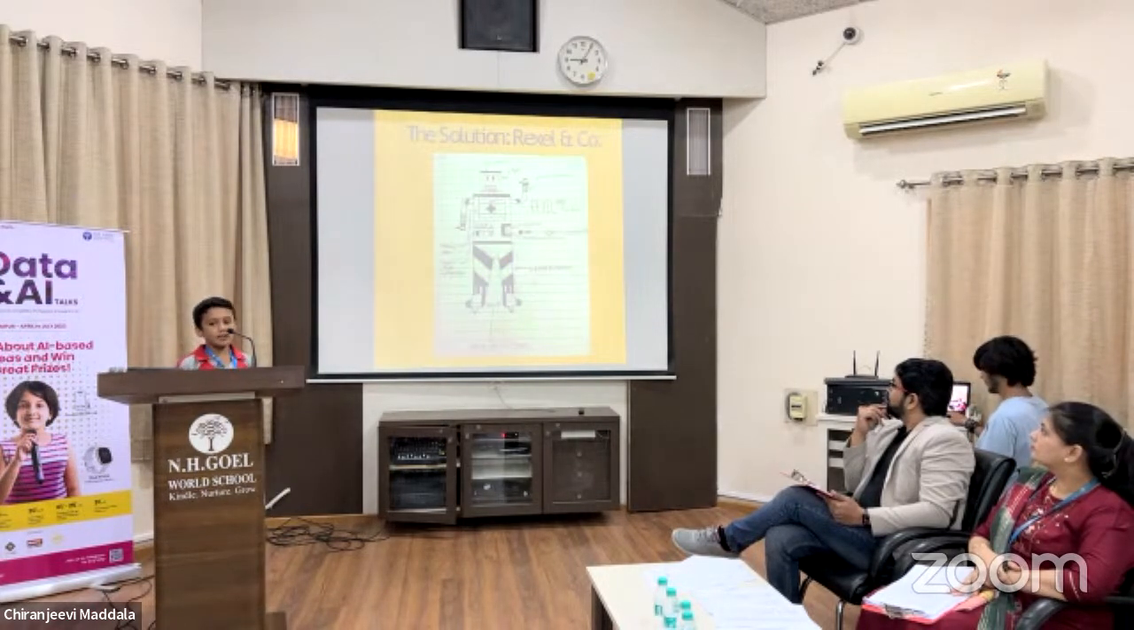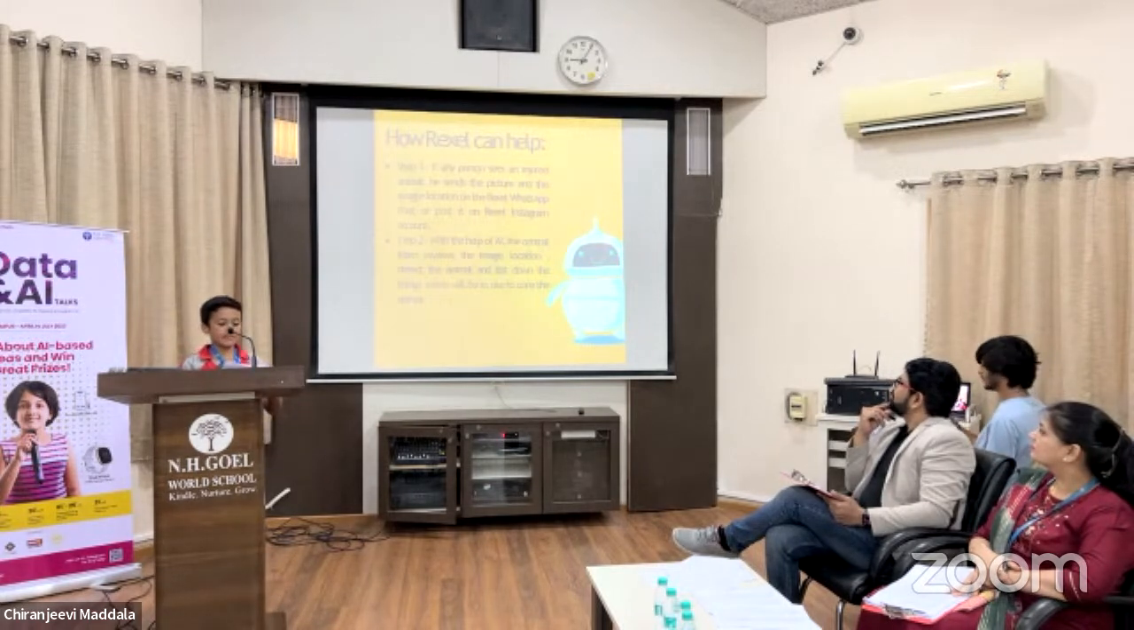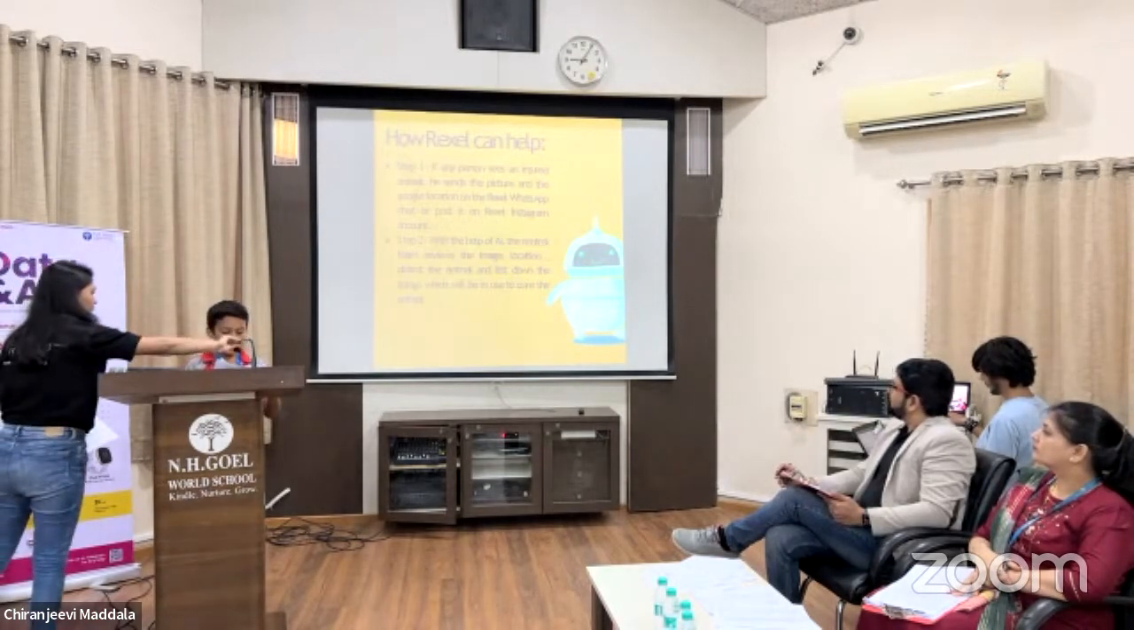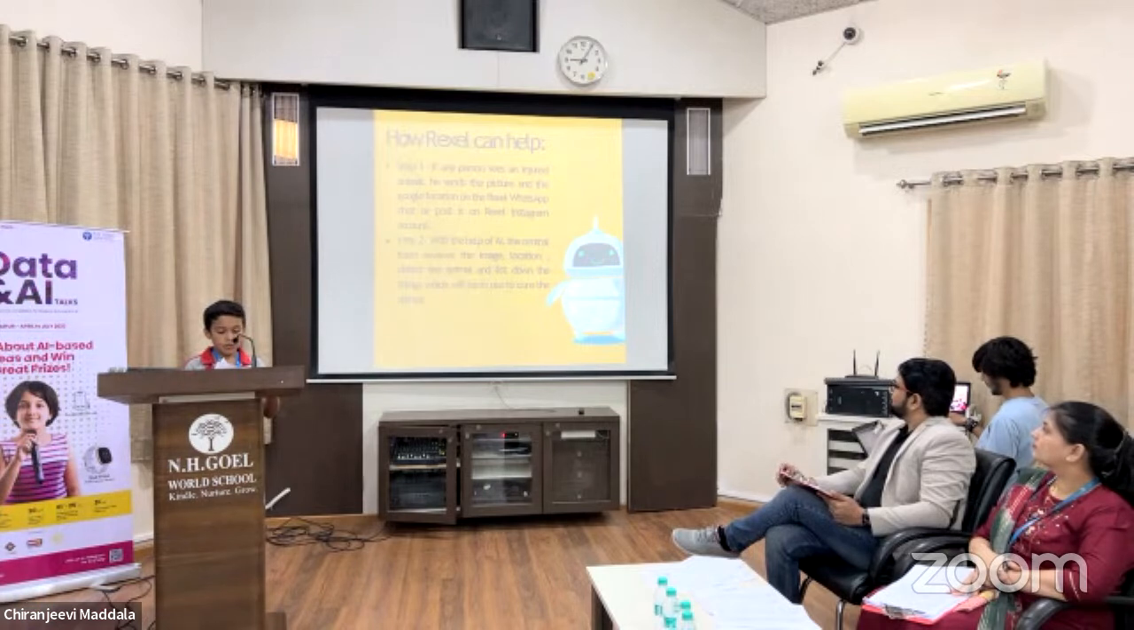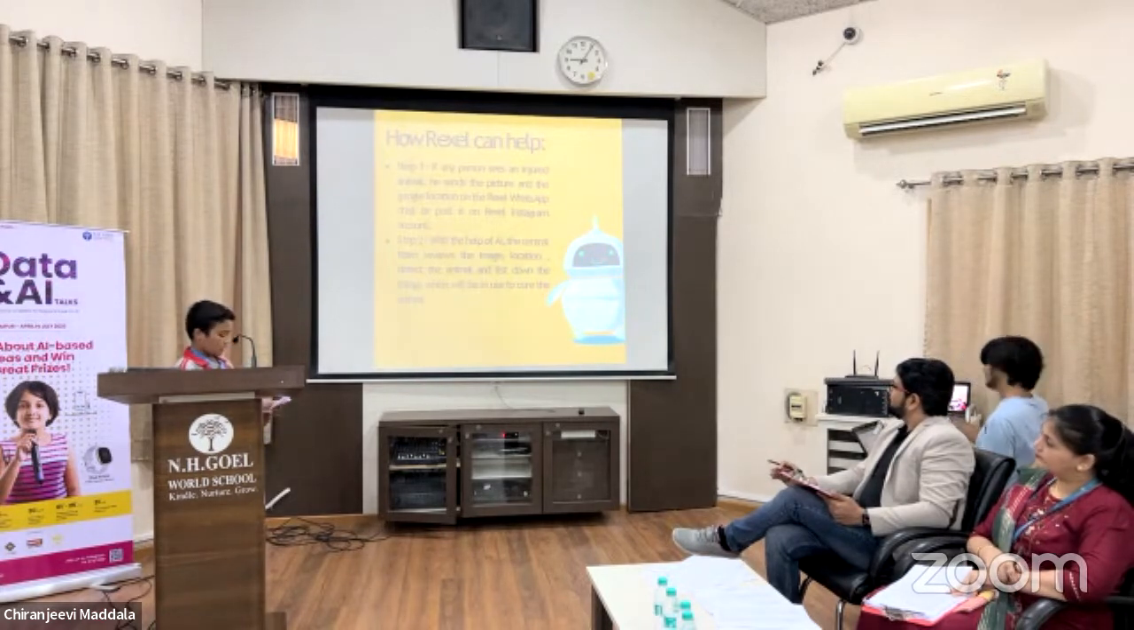So this is the diagram of a robot, Rexel. Step 1. If any person sees an injured animal, he sends a picture and the physical location on the Rexel WhatsApp chat or posts it on Rexel Instagram. Step 2. With the help of AI, the central team reviews the image and location, detects the animal, and lists down the things which will be used to cure the animal.